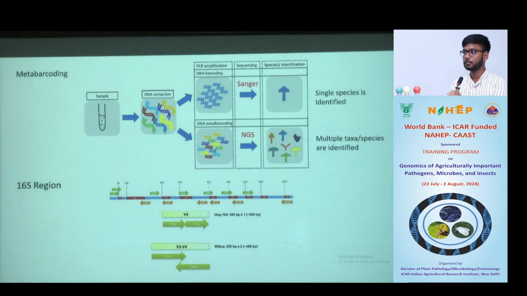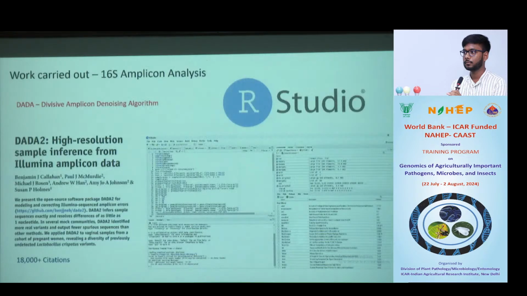V1 to V9. So these variable regions have distinguishing features which will help in the identification of different organisms. For Illumina sequencing, we use the V3, V4 region, that is variable region 3 and variable region 4 of the bacteria, and it is sequenced using the Illumina platform. And this sequence is analyzed to infer what species are present in that particular sample.